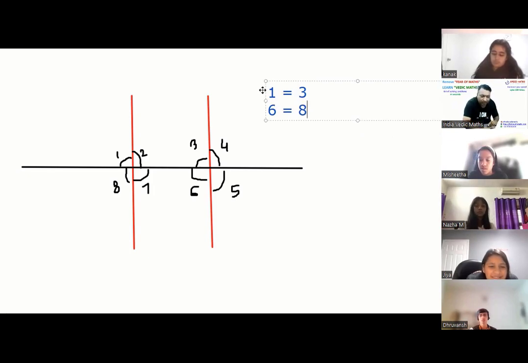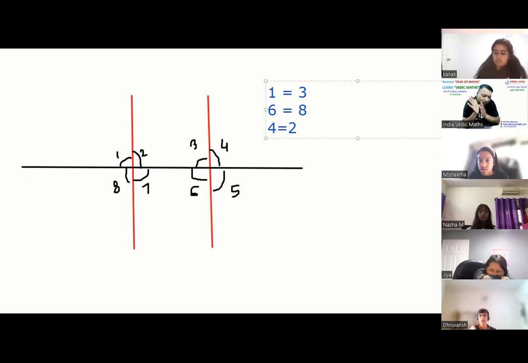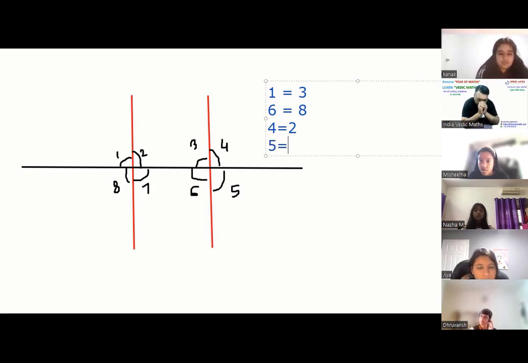Good. Tell me, Dhruvansh, which angle is corresponding to angle 4 and why? So angle 2, because they're both on the right side of the line and they're above the black line. Good. And tell me, who has not done? Kanak, which angle is corresponding to angle 5? 7. Very good, because they're on the right and the same side.